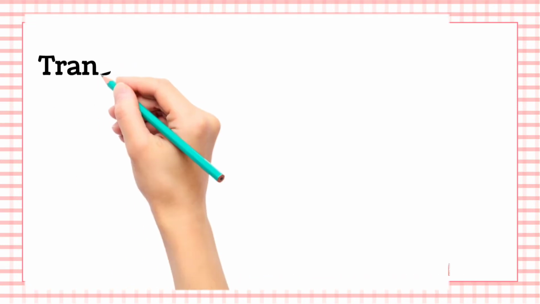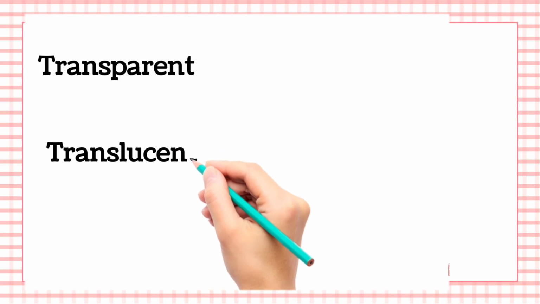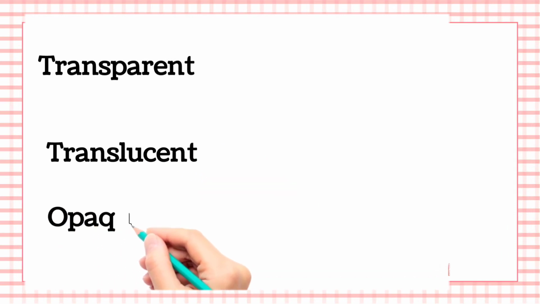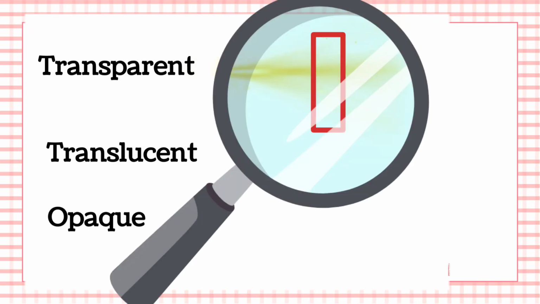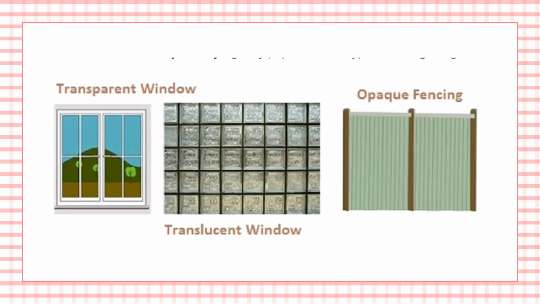We can also classify objects on the basis of their transparency. There are three categories of objects: transparent, translucent, and opaque objects. Materials which allow light to pass through them completely are called transparent objects. Objects on the other side of a transparent object can be seen clearly through it. For example, glass, water, and air.